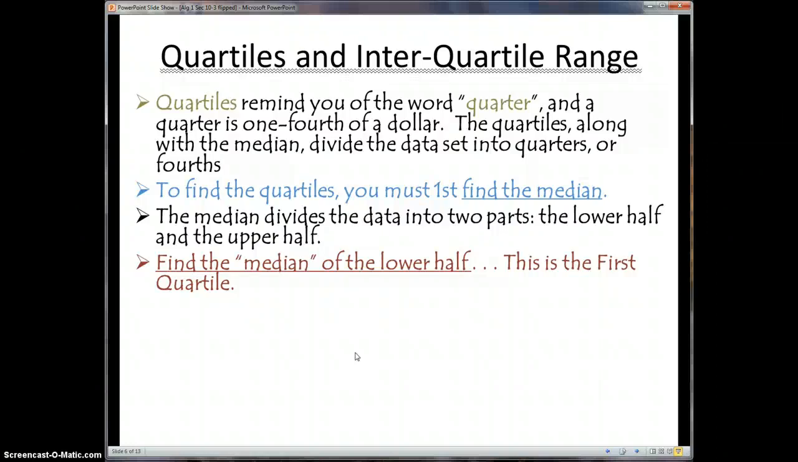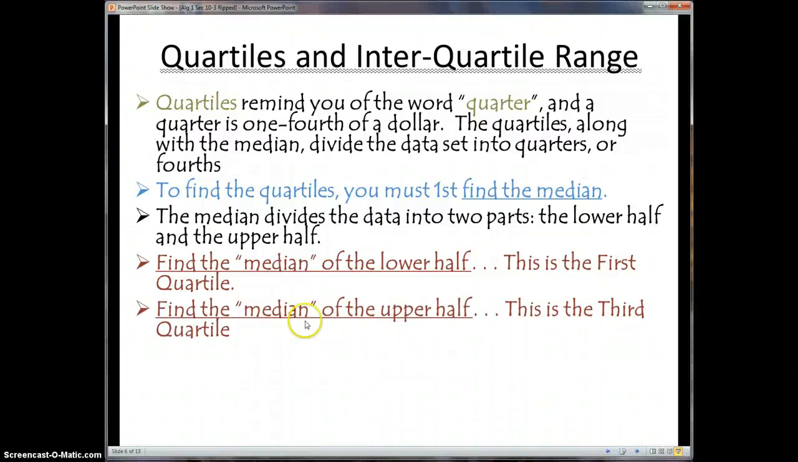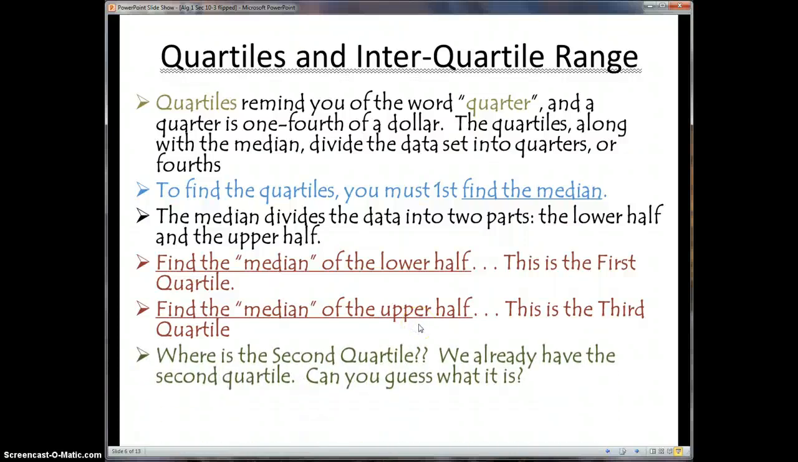So then you're only looking at the lower half. You find the median of that, and that is your first quartile. Then you only look at the upper half, and you find the median of the upper half. That is your third quartile. First quartile, third quartile. Wait a minute, where's the second quartile?